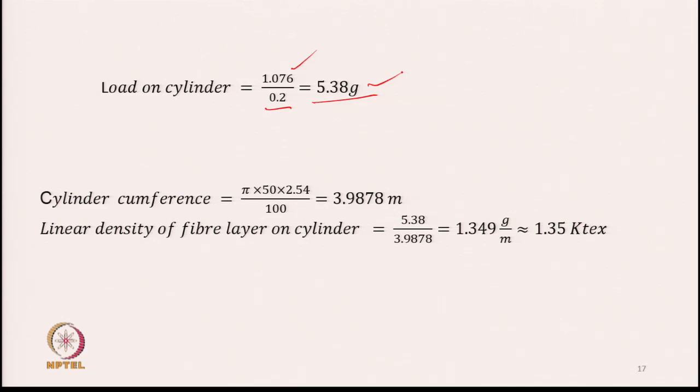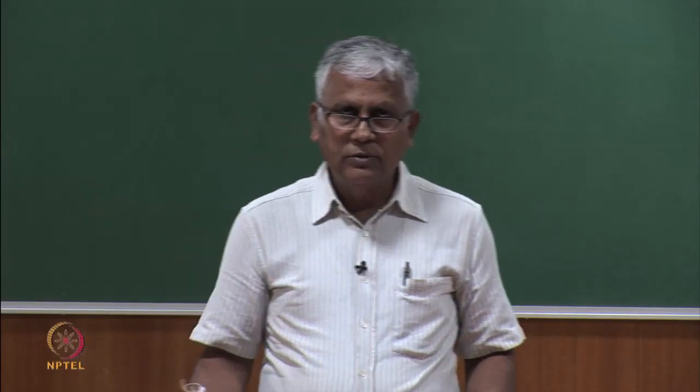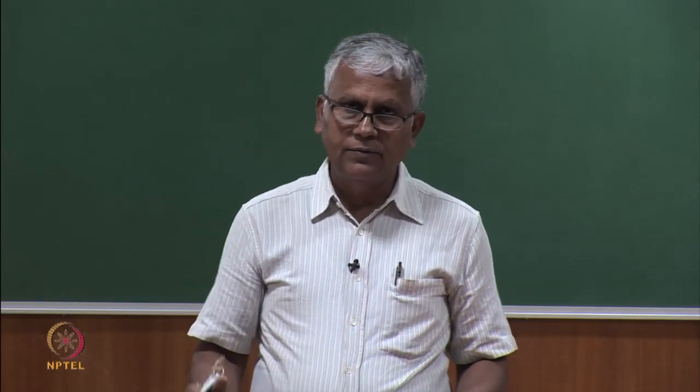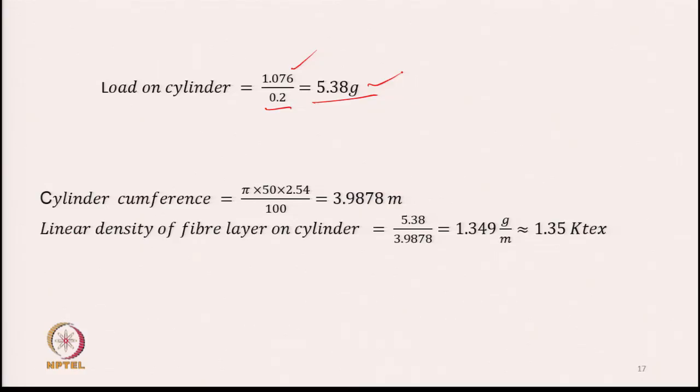All right. And the third thing is, if this is the gram of material lying on the cylinder, what is the linear density of the material which is there on the cylinder surface? So, the cylinder circumference we have to find out.